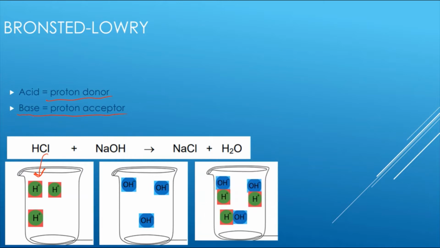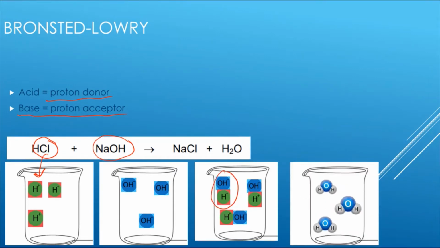What happens now is those H+ and OH- will react together. The HCl has donated that proton, and the NaOH is acting as a base because it's accepting the proton that the HCl is donating. This would form water, and this is an example of an acid-base equilibrium where there is a transfer of protons. So in acid-base reactions we don't have a transfer of electrons or neutrons, it's just the transfer of protons that occurs.